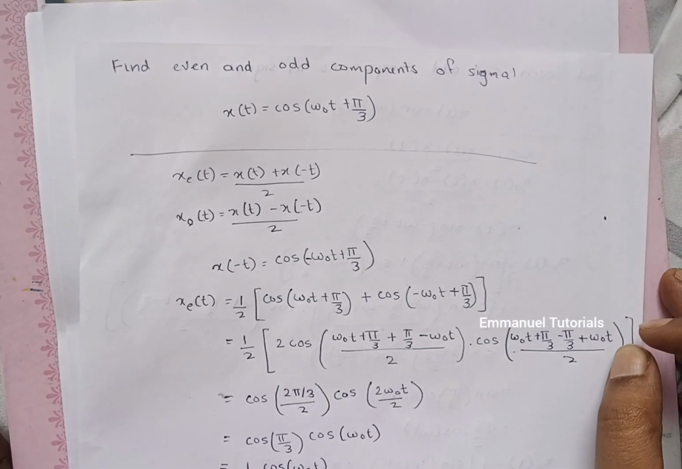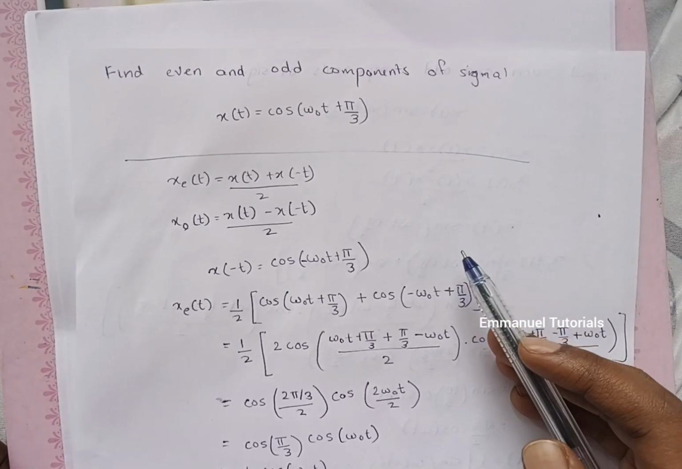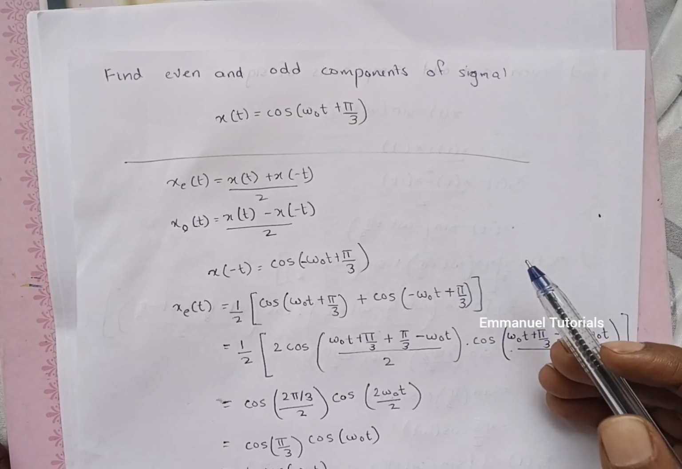Today we'll be seeing a signals and systems example, even and odd parts for a continuous time signal. This was a question asked by one of our students in the comment section.